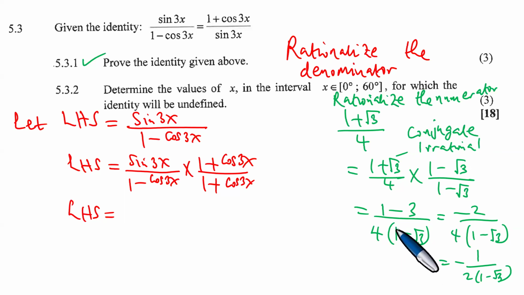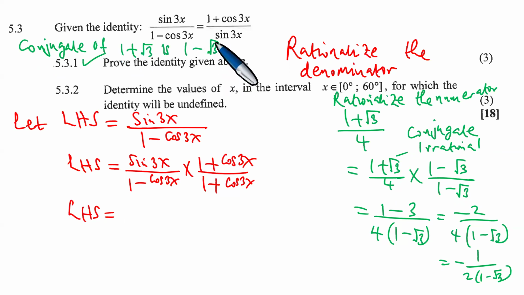And how do we make it rational? By multiplying by the conjugate. The conjugate of 1 plus the square root of 3 is 1 minus the square root of 3. Okay, this is conjugation. It's called conjugation.